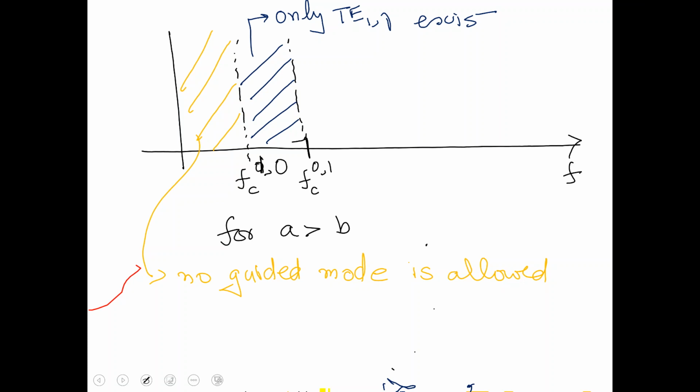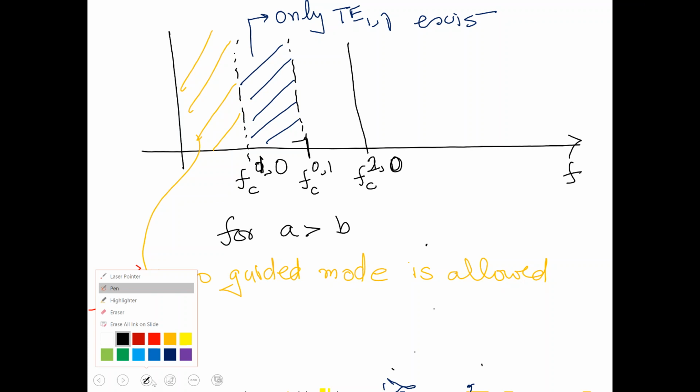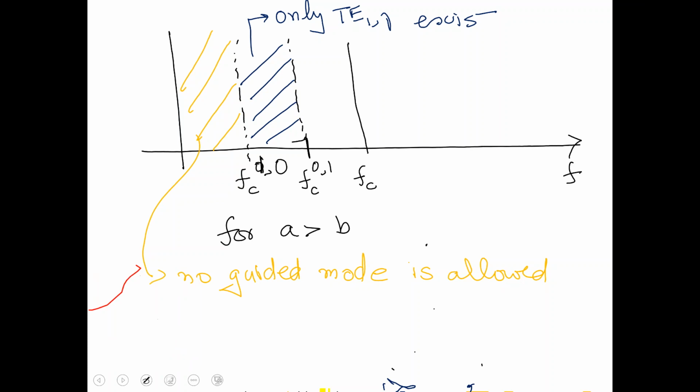If I go further up, and when I reach the next point, I'm probably going to get the fc11 term show up, or I'm going to see fc20, depending upon what the values are. That depends completely on the values of a and b, which one will show up first, fc20 or fc11. For the sake of argument, let's assume that fc11 shows up before fc20.